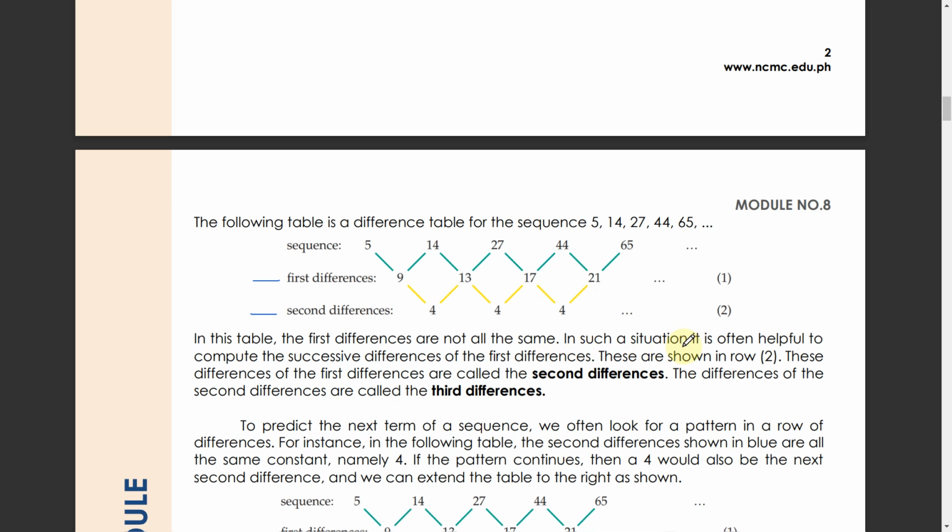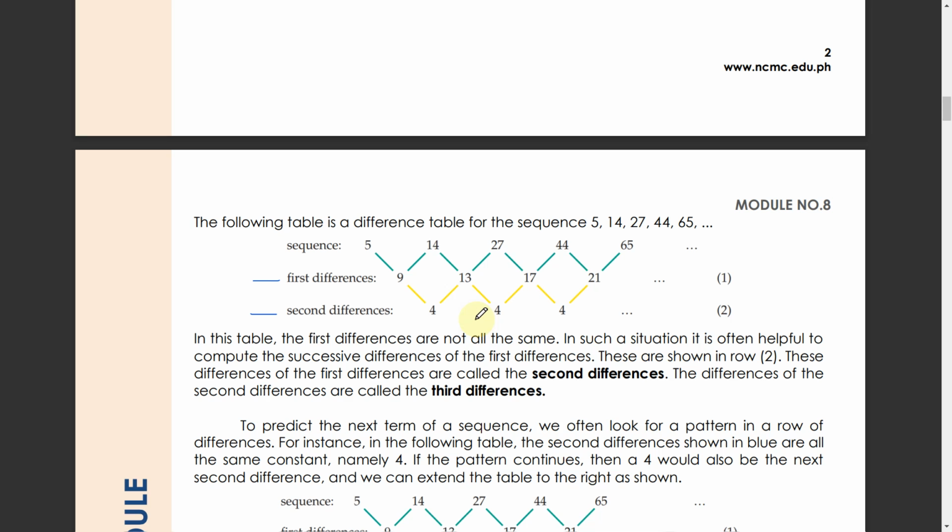So, in this similar situation, it is often helpful to compute the successive differences for the first difference, no? So you subtract again. If this situation happens where the first differences are not the same answer, then you proceed to the second differences. Okay? So, these are shown in row 2, no? This is the second differences.